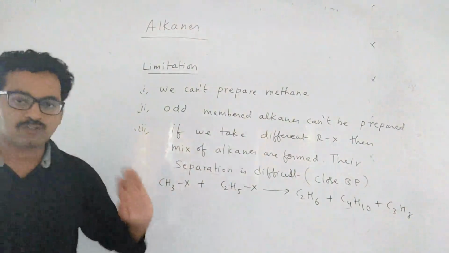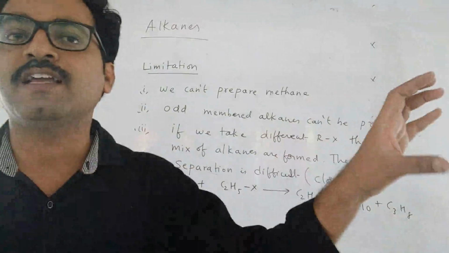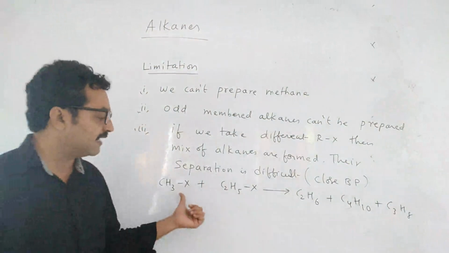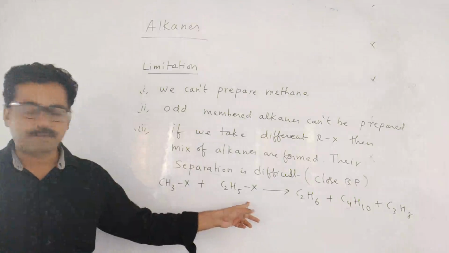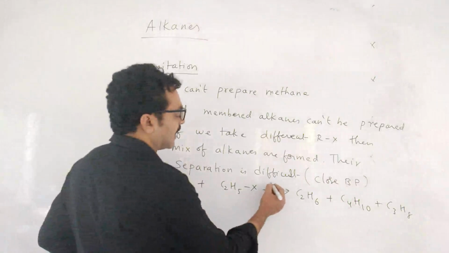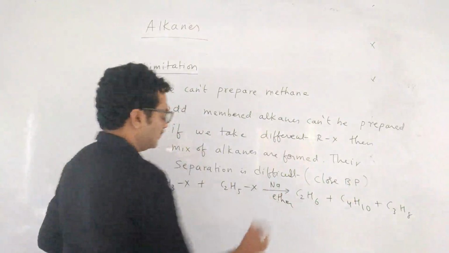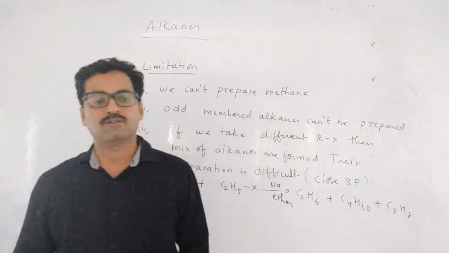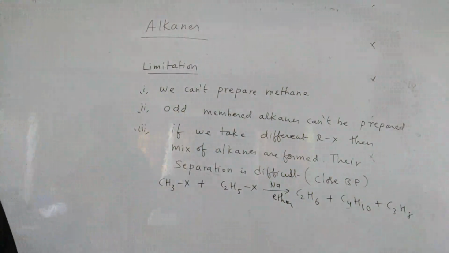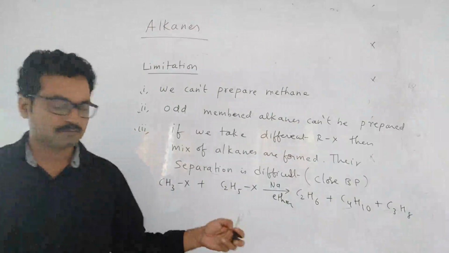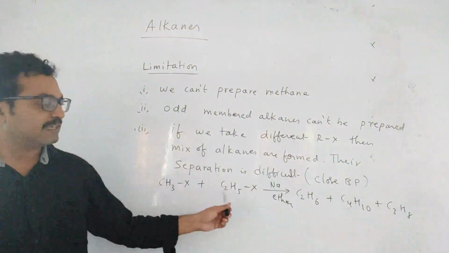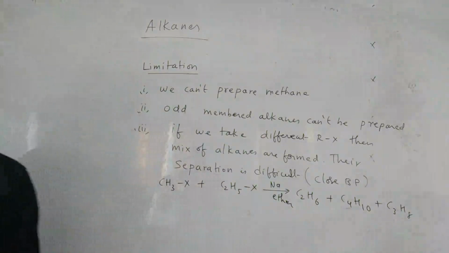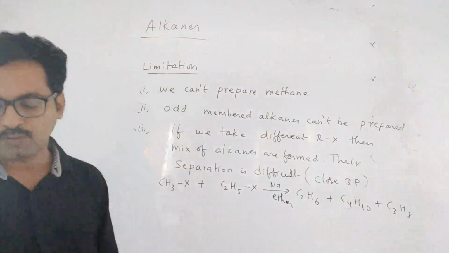Understood? So this was also previously asked: which of the following alkanes cannot be prepared by the combination of methyl halide and ethyl halide? The options are ethane, propane, butane and pentane. So what will be the answer? Pentane. Understanding or not? Any doubt? Which alkane cannot be prepared by taking these two alkyl halides and doing Wurtz reaction? So these are the main things about Wurtz reaction.